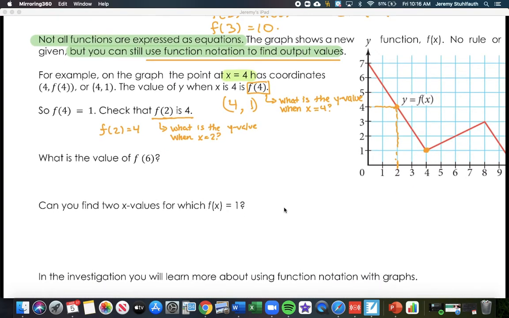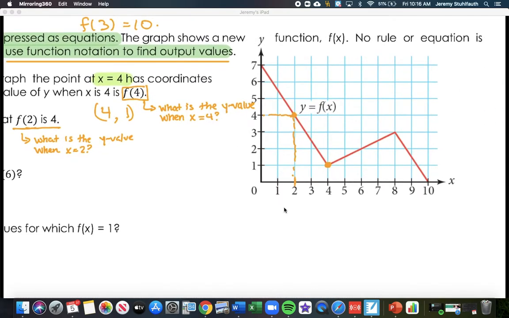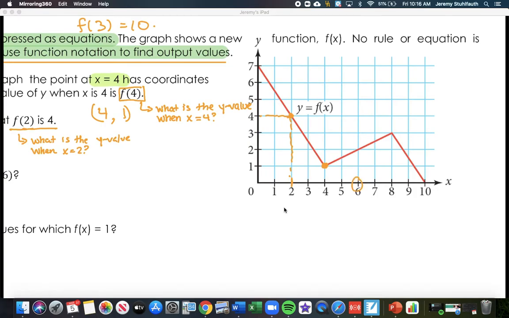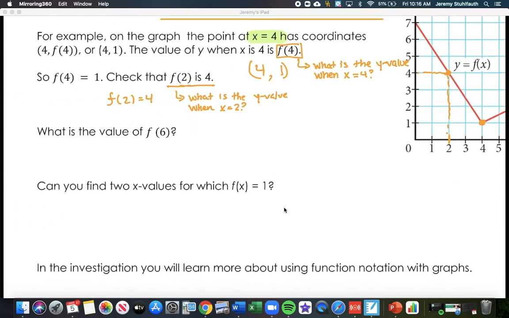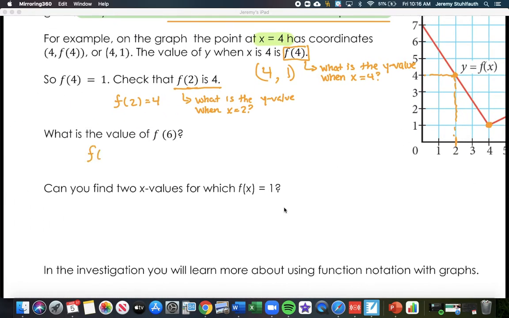If you look at this next question, it says, what is the value of f(6)? Here's 6. You go up to your graph, and you see that f(6) maps to 2. So you have f(6) = 2. Again, it's asking what is the y value when x is 6.